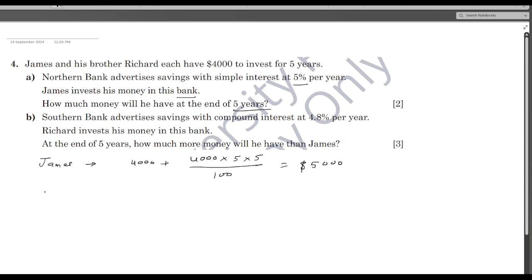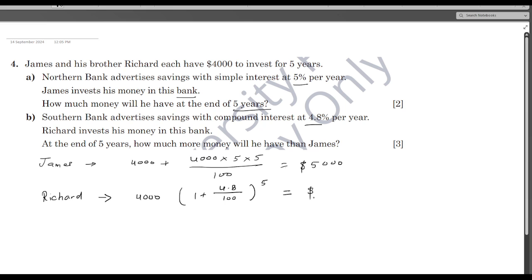And for Richard, he invested in Southern Bank. There he is receiving compound interest. So this is 4,000 times 1 plus the compound interest rate 4.8 divided by 100, to the power of 5, because for 5 years we are investing.